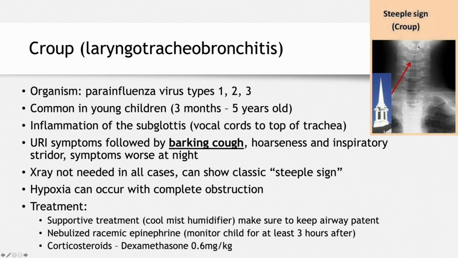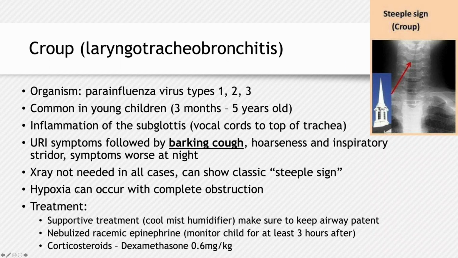On x-ray, I hardly ever get x-rays on Croup because it's so easy to make the diagnosis clinically. But if you do get that x-ray, you can look for what they call the steeple sign. So this is a steeple of a church, this narrowed out area. And as you can see, the airway here just kind of thins in that subglottic area. And that's considered the steeple sign. It's an x-ray radiological finding that's consistent with Croup.